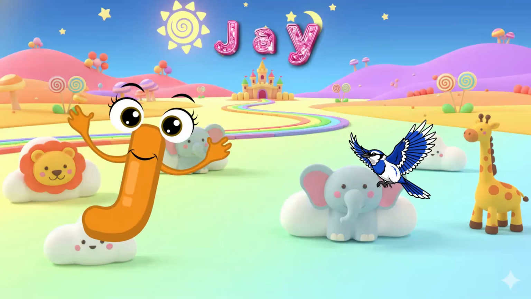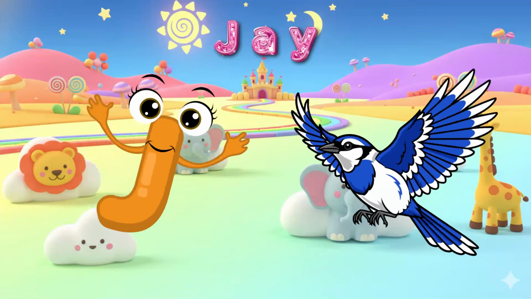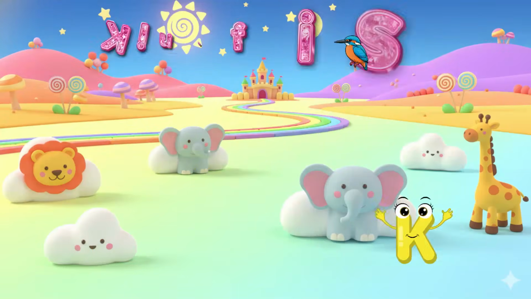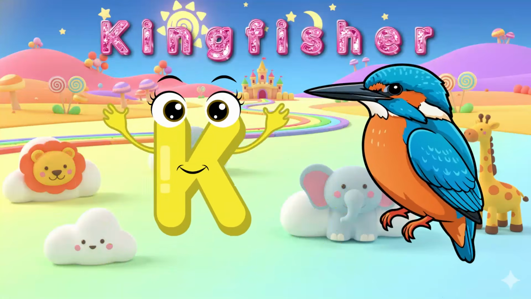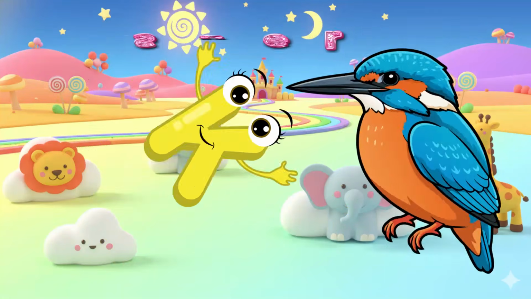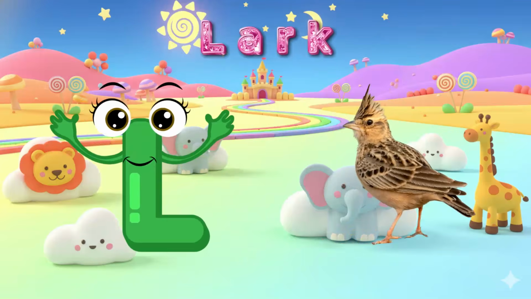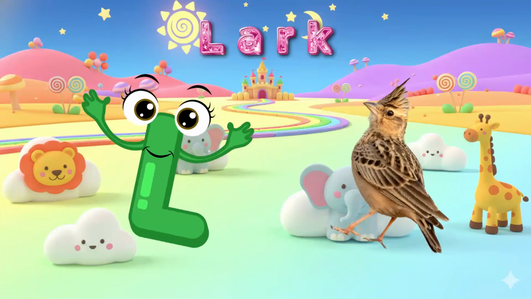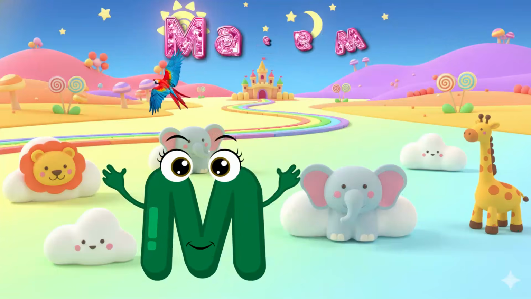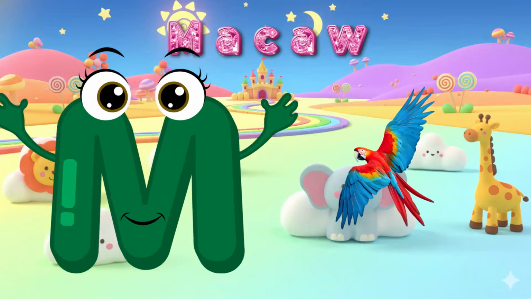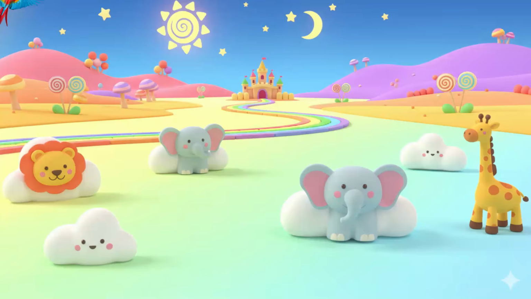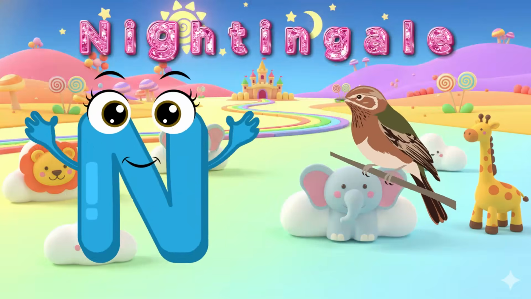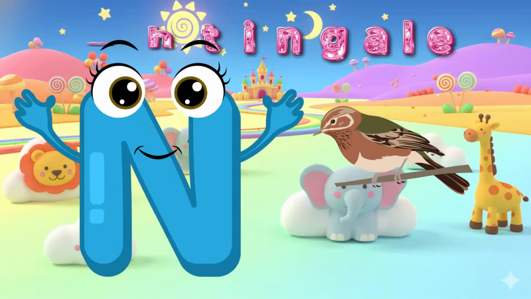J is for J. K is for kingfisher. K, kingfisher. L is for lark. L, lark. M is for macaw. M, macaw. N is for nightingale. N, nightingale.